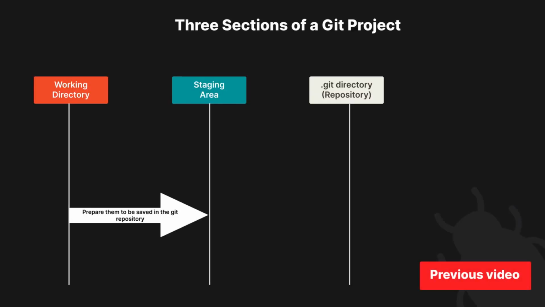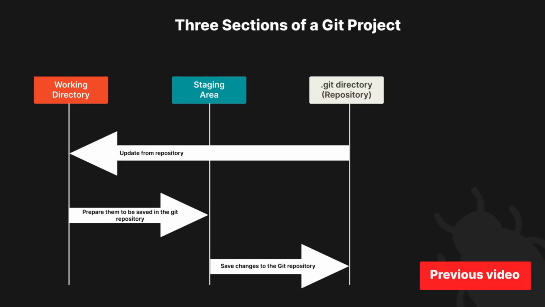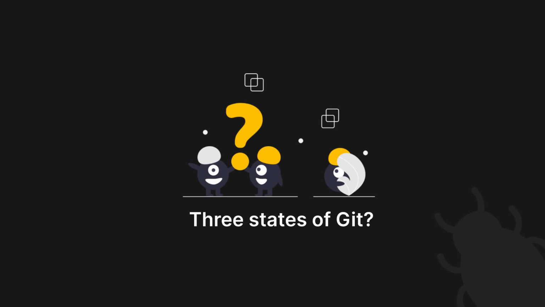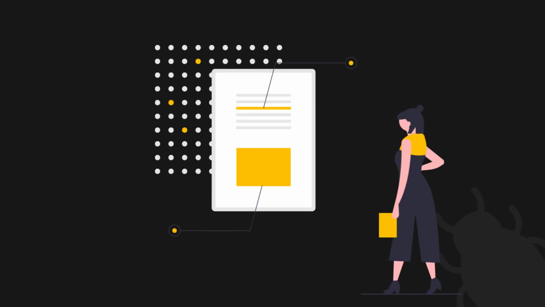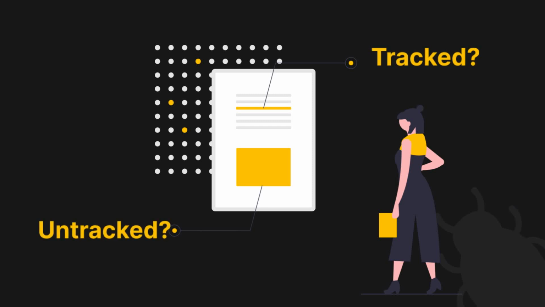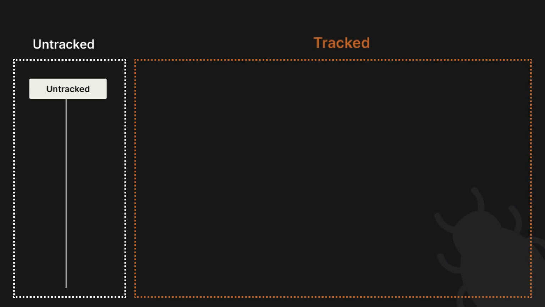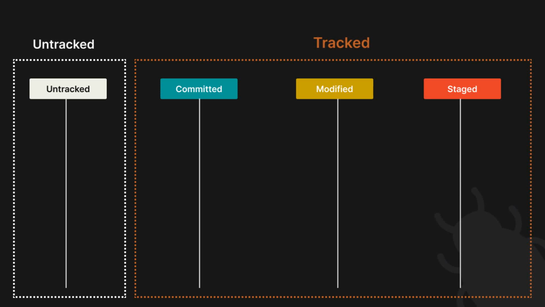In the previous video we talked about the three main sections of Git. Now let's understand the three states of Git and which commands we need to use to save the files in the repository. A file in your working directory can be in one of two states, tracked or untracked. In short, untracked means that the file is not being tracked by Git. Tracked means that it is in one of three Git states: committed, modified, or staged.